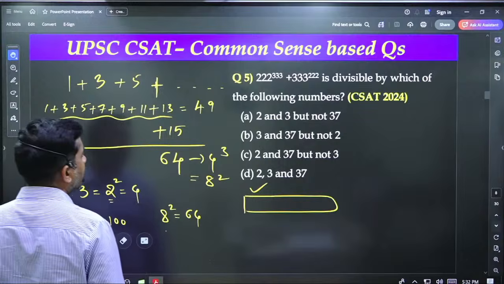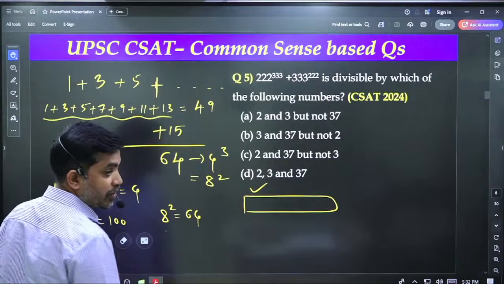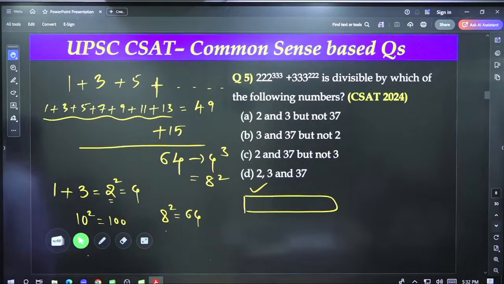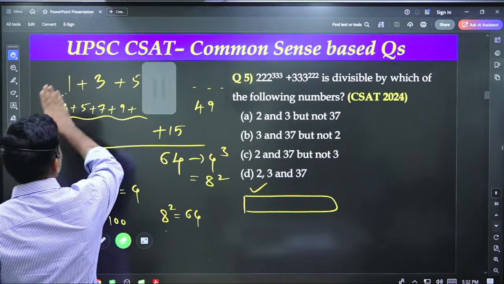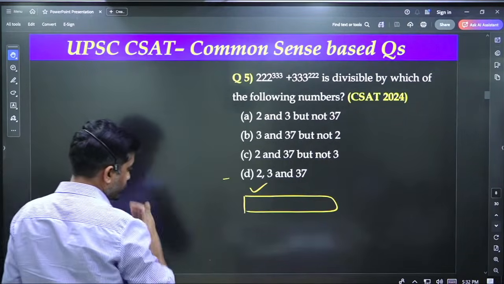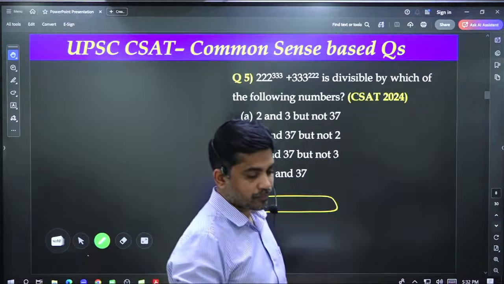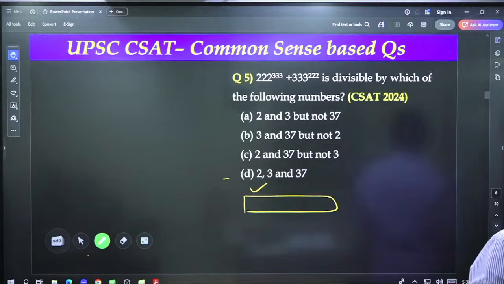Many struggle to answer this question, but this is one of the easiest questions in the 2024 paper. Easiest question. Everyone, look at question number 5. This big number is divisible by which of the following numbers? This topic name is remainders in number systems. Clear?